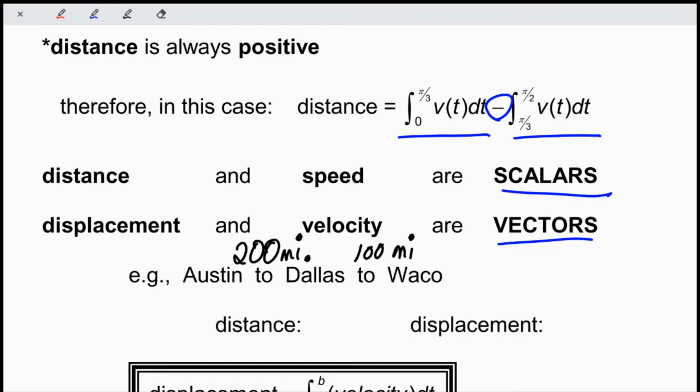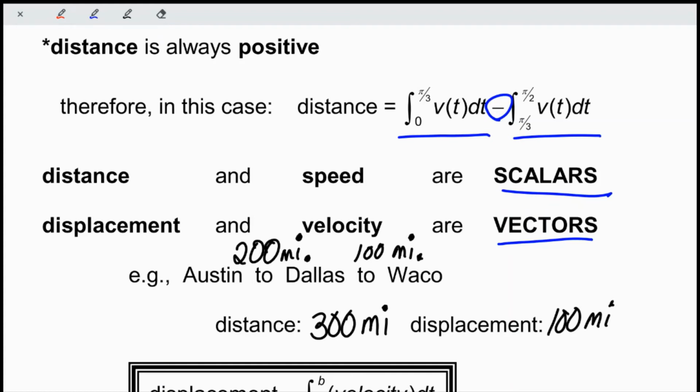So I'm using nice round numbers to make these calculations easy. But let's say I drove from Austin to Dallas and then back to Waco. Well, the total distance that I've driven is 300 miles, right? But if you think about the displacement, how far am I from my starting point? Well, I went 200 miles away, and now I came back towards my starting point by 100 miles. So my displacement is actually only 100 miles. I'm 100 miles from where I started.